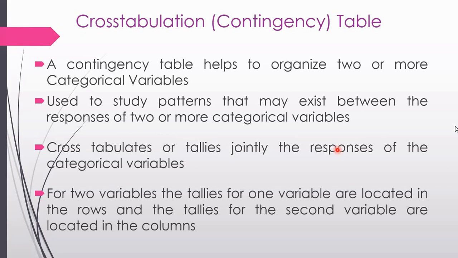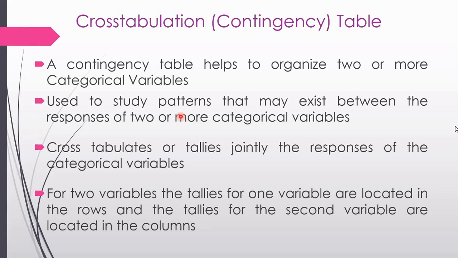So first we are looking at the cross tabulations. The cross tabulation is often called a contingency table, right? This contingency table helps to organize two or more categorical variables. Here we are limiting ourselves to two variables, because here we are doing it manually. So if you have two categorical variables, then we can organize them in the contingency table format. Then using this contingency table, we can study the patterns of the two categorical variables.